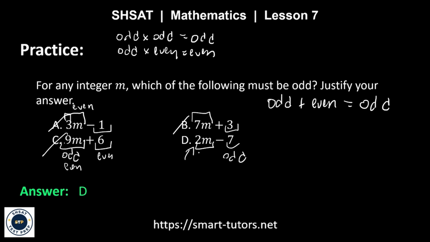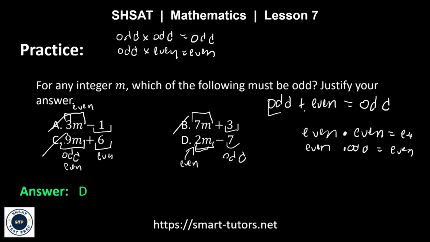And D, so we have an odd digit here. In this case, we have an even as our factor, so 2 times m. Even times even will give us even, and we know even times odd will also give us even. So even, whenever multiplied by anything, will always give you even. So this product is going to be even as well. So even plus odd, we now have that case of odd plus even. So we know D is our answer.